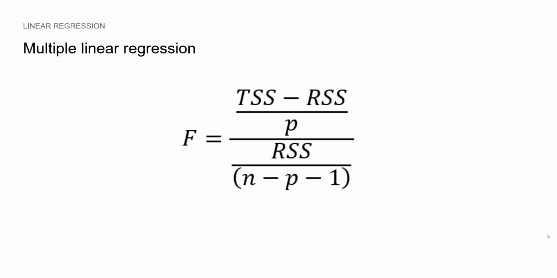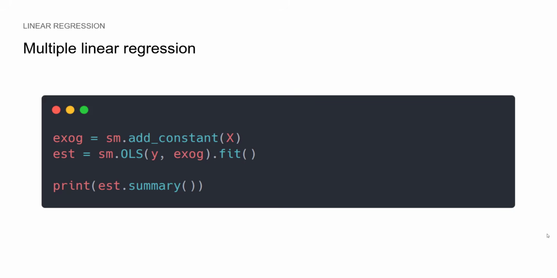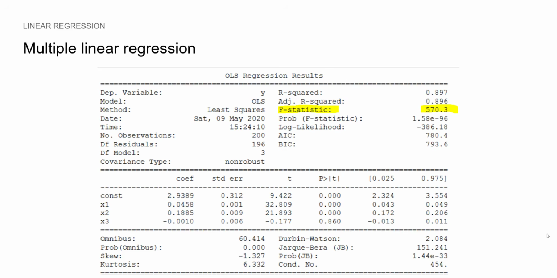To assess the model of a multiple linear regression, we use the F statistic. Here, p is the number of predictors and n is the number of data points. Now again, in Python, we'll use the same package that outputs for us the F statistic. As you can see here in yellow, the F statistic for a multiple linear regression model.